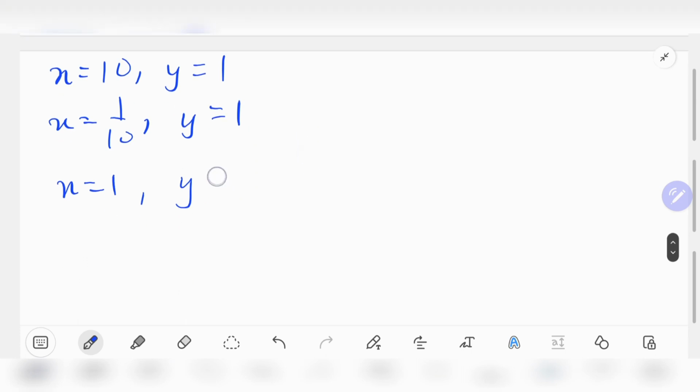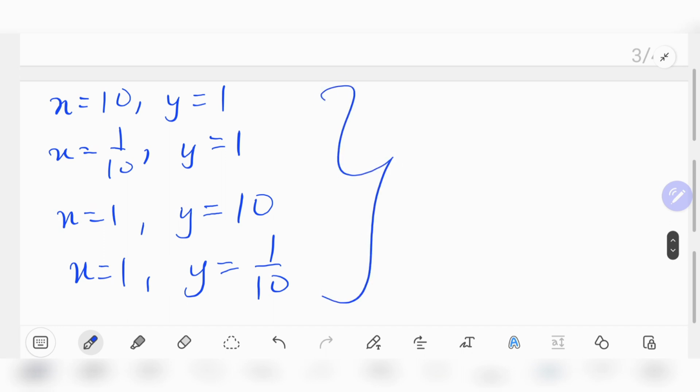When x is equal to 1, y is equal to 10, and then when x is equal to 1, y is equal to 1 out of 10. So for this question, there are 4 different solutions for this single question that we have. So this is our video for today. If you want to get a written solution, I will attach one at the end of the video so you can check that one out. So this is how I solved this question.